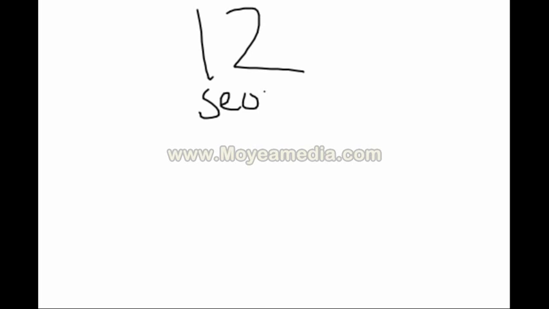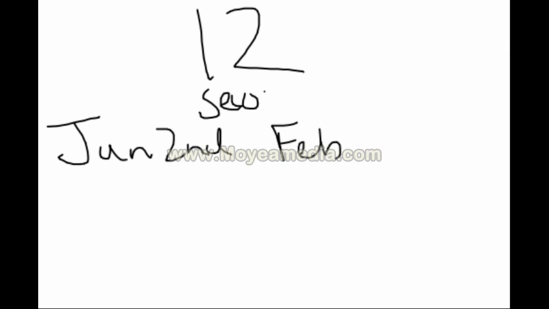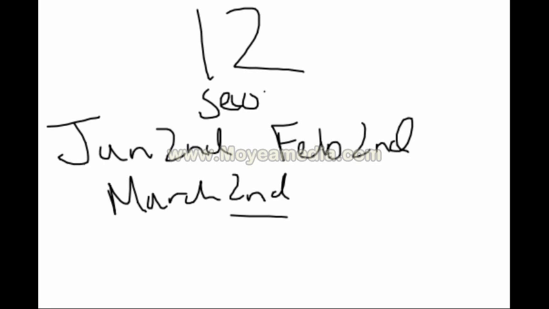You got January 2nd, February 2nd, March 2nd. Get it? There are 12 seconds, like the second of each month, and there are 12 months in a year.